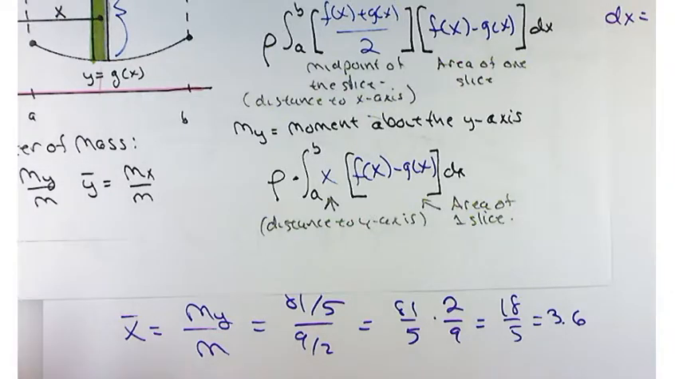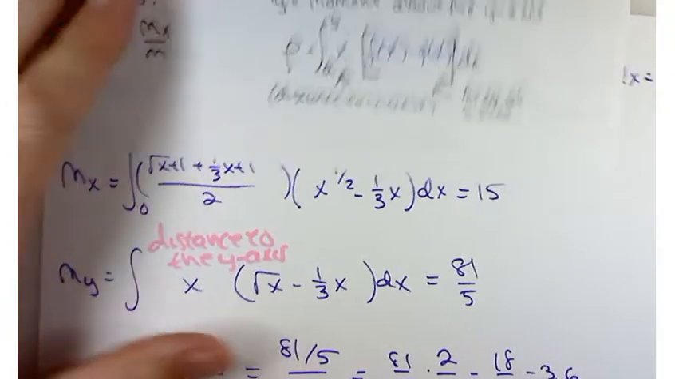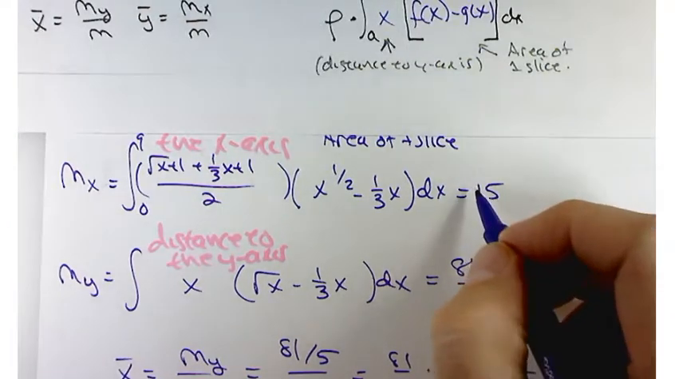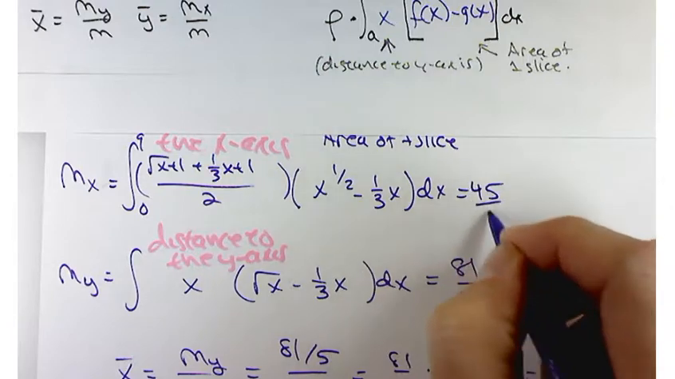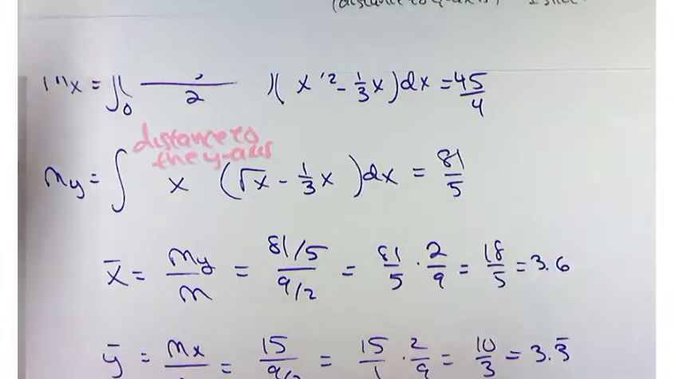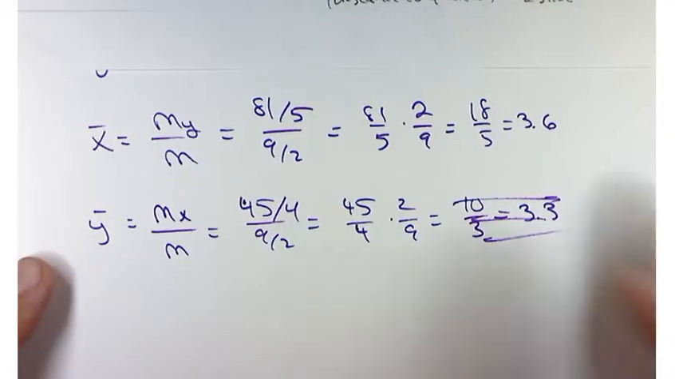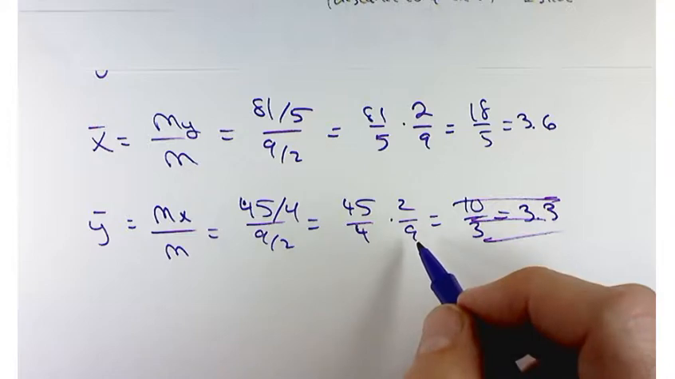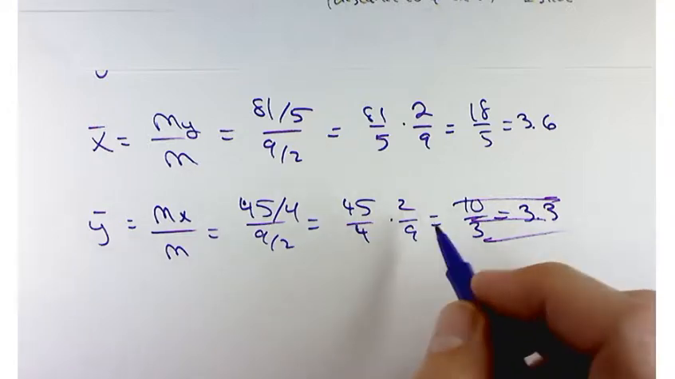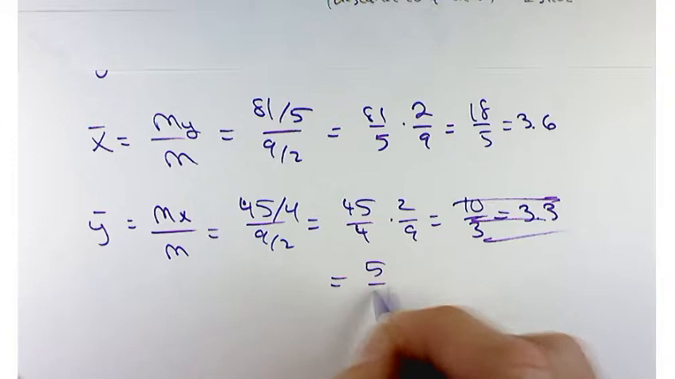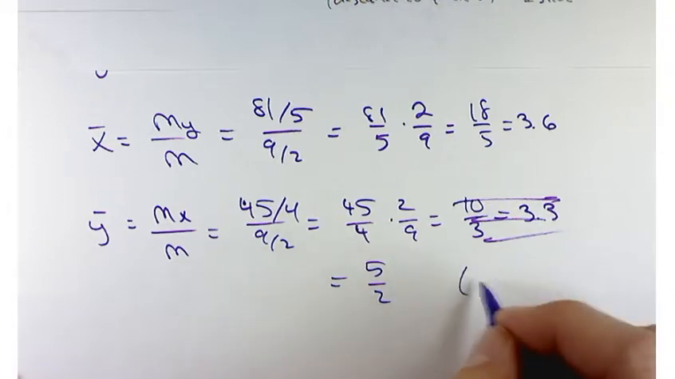You know what? I'm sorry, m sub x, it's not 15, it's 45 over 4. So if I change that, 45, let's see, yeah, 45 over 4. Let's see what that does to our calculation then. That's going to go in there 5 times. I'll end up with 5 halves.